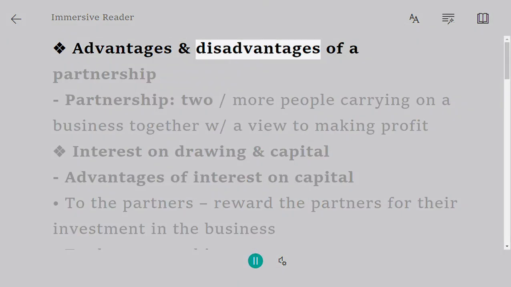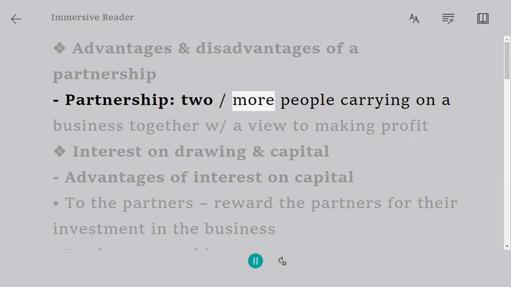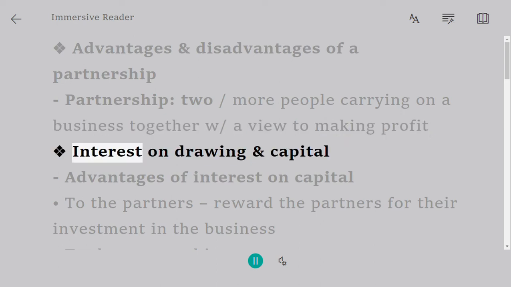Advantages and disadvantages of a partnership. Partnership: two or more people carrying on a business together with a view to making profit. Interest on drawings and capital.